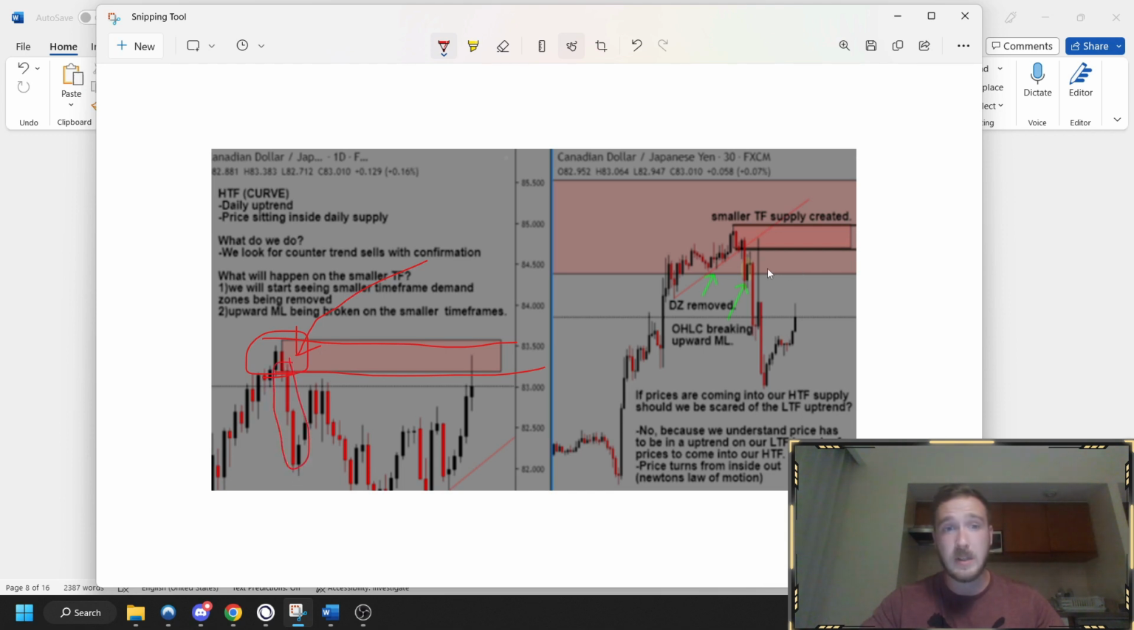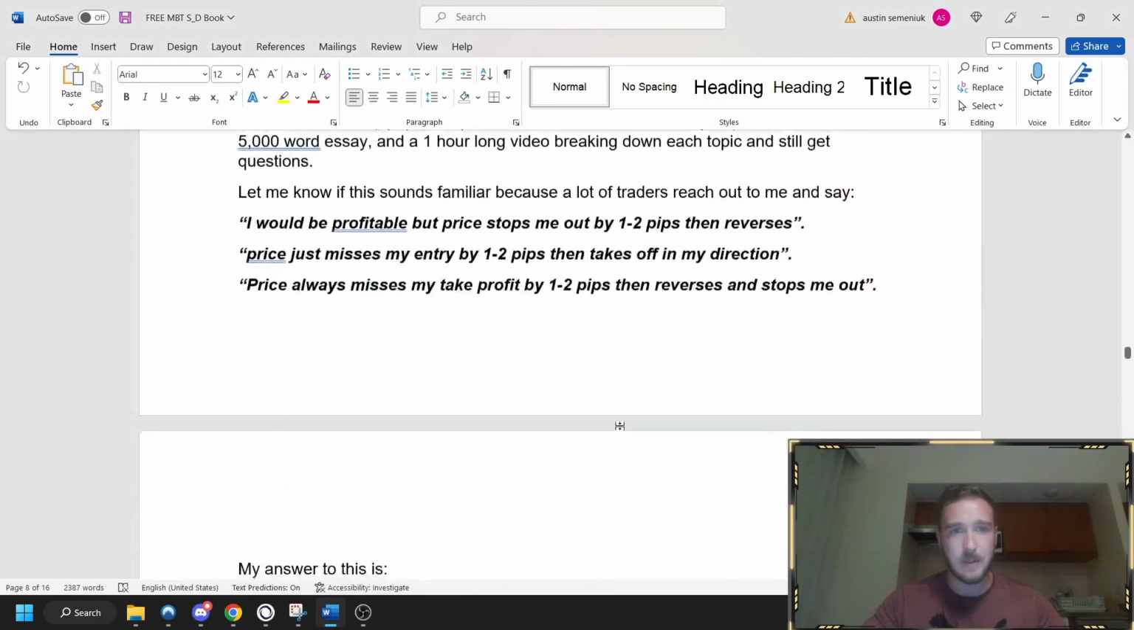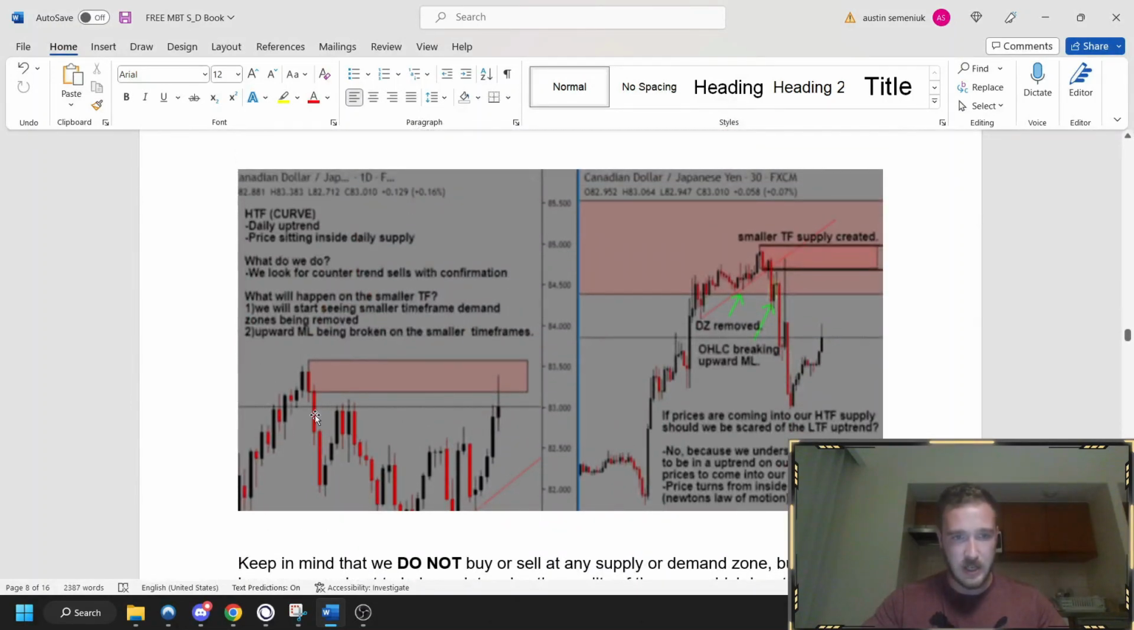So we go down to our lower time frame. What do we want to do? We look for counter-trend sells with confirmation. What will happen on the lower time frame? We will start seeing smaller time frame demand zones being removed and momentum lines being broken. Perfect, that's what we see here on the 30-minute time frame: momentum lines being broken, opposing zones being removed. This is not the best example, but I'm going to show more. Let's continue to a different one.